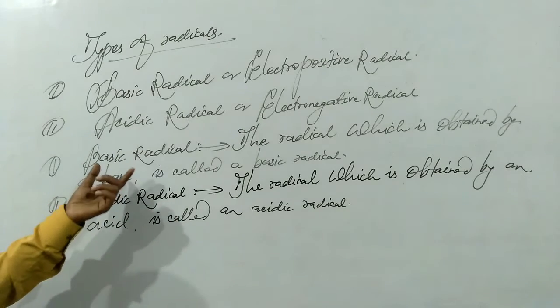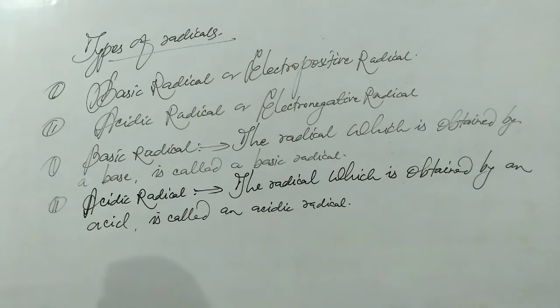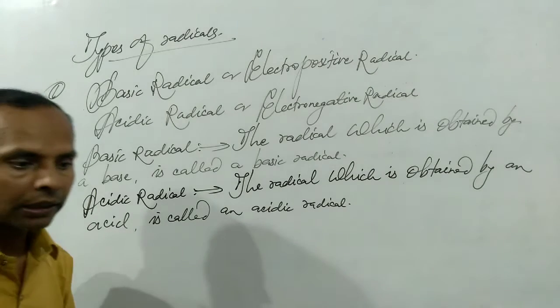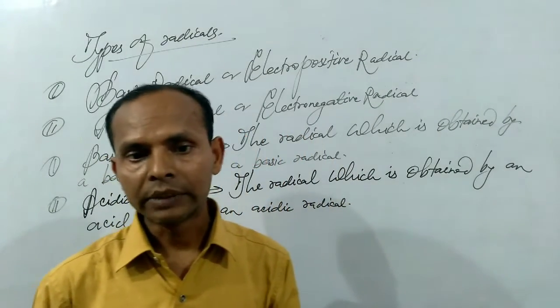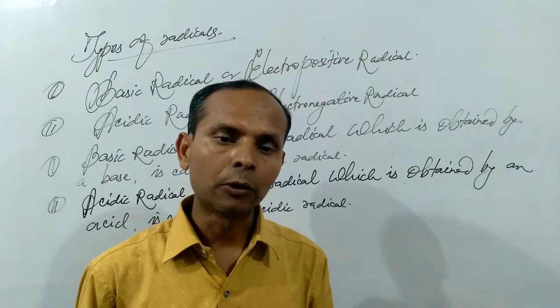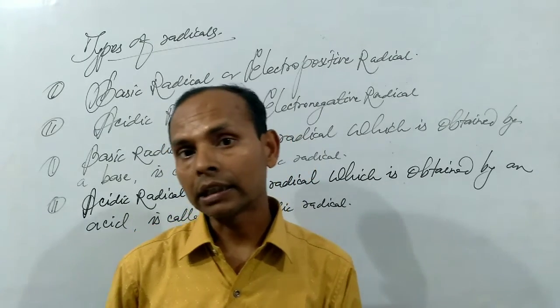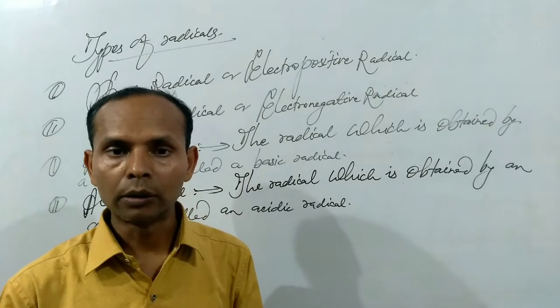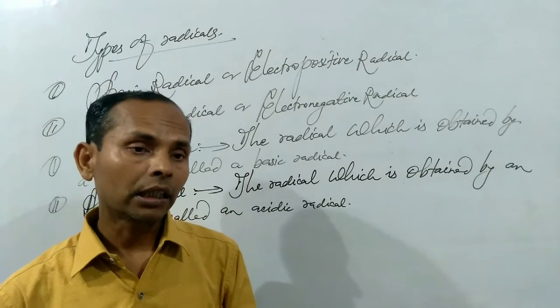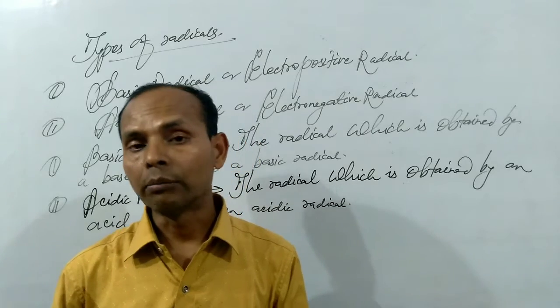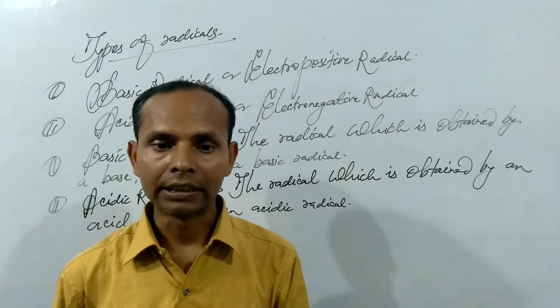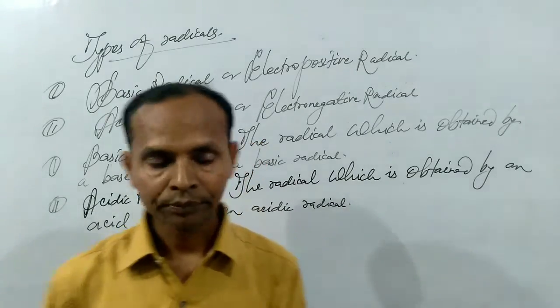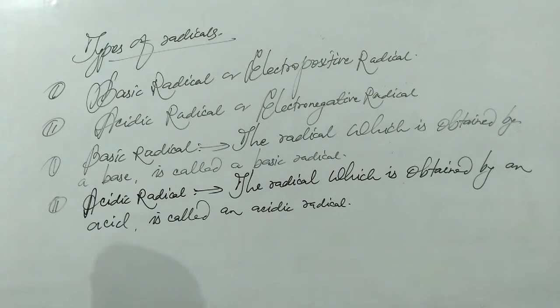The definition of basic radical: the radical which is obtained from a base is called a basic radical. Similarly, acidic radicals are radicals that are obtained from an acid. It is clear from the name that a basic radical is named on the basis of a base, and an acidic radical is named on the basis of an acid. It means the radical obtained from a base is called a basic radical. Similarly, acidic radicals are those radicals obtained from an acid, so we call them acidic radicals. These are the definitions of basic radical and acidic radical.